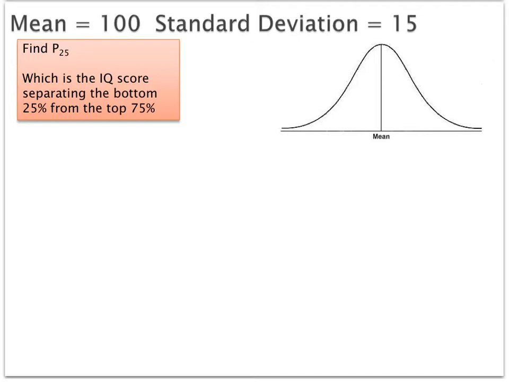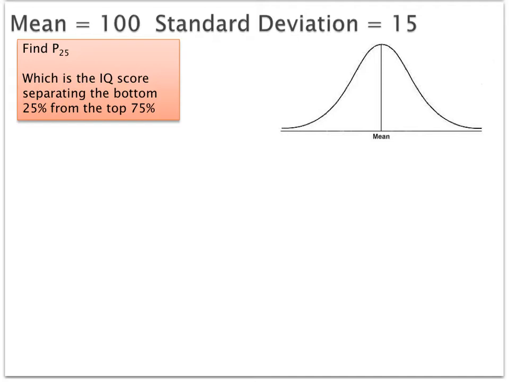We're going to use a mean of 100 and a standard deviation of 15 for our calculations. In our first example, we want to find the 25th percentile, and we want to find the IQ score that is separating the bottom 25% from the top 75%.